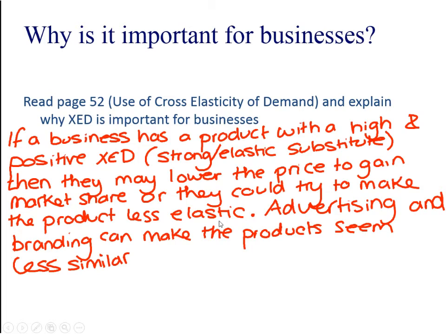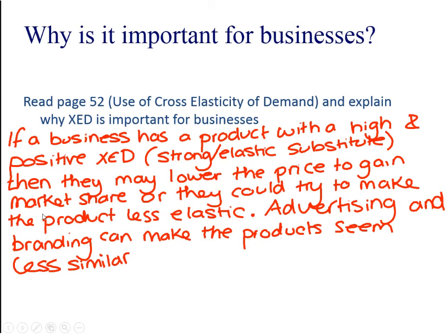Or you may want to think about trying to make your product less elastic. You might think, well, how can I do that? By making it seem more different than it is. And the classic example of this is Coca-Cola and Pepsi. Basically the same product, but people are so loyal. I don't know why, I just always drink Coca-Cola. I just always prefer it. It's basically the same product. But I think it's branding. Advertising and branding can make the product seem more different.